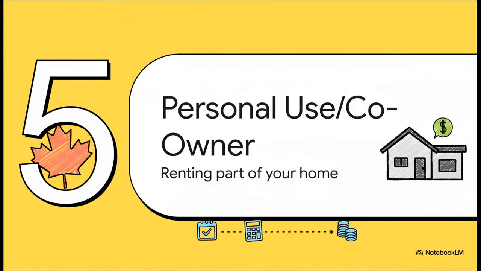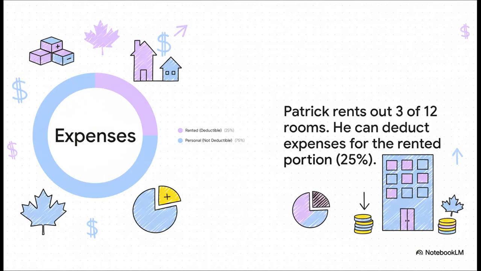Let's shift gears now to a scenario that is incredibly common in Canada. What happens when you rent out a portion of the home you actually live in? Like a basement apartment or a spare room. How on earth do you handle the expenses? You have to split any expenses that apply to the whole property, and you have to do it on a reasonable basis. A square footage or room count basis is usually what the CRA likes to see.